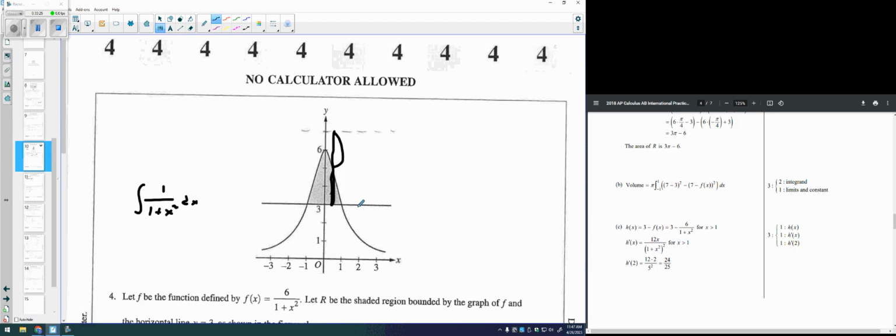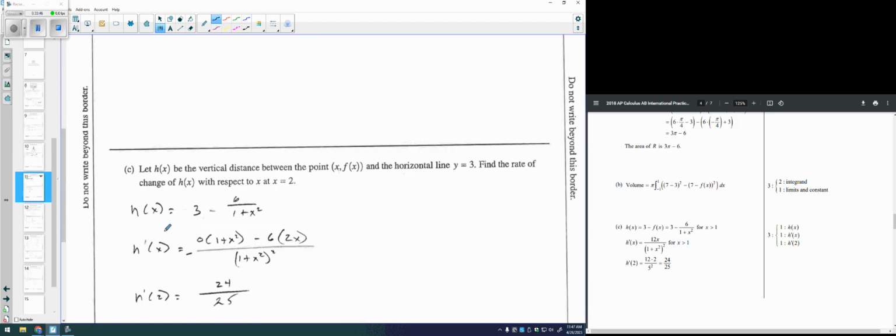At x equals 2, for the vertical distance from here to here, f of x is no longer the bigger function. 3 is now my bigger function. So it's now going to be 3 minus f of x to give me this vertical distance. When they say let h equal the vertical distance between the point and the horizontal line, my 3 has to be first. So there's my definition of h.